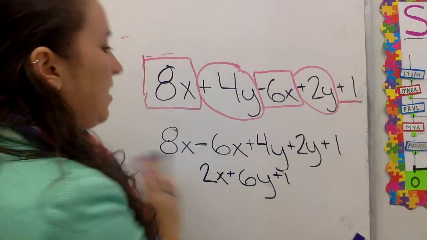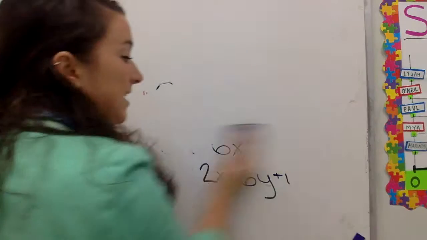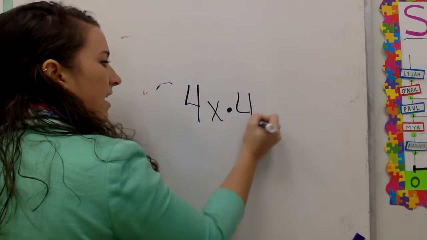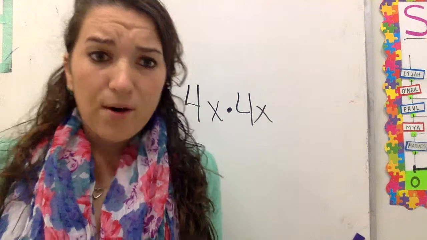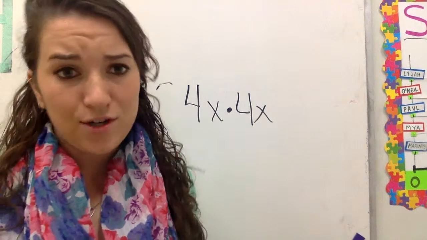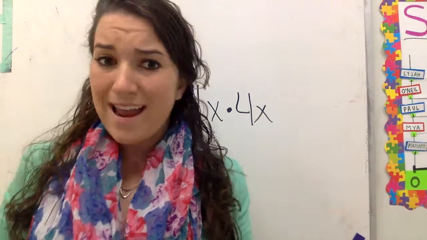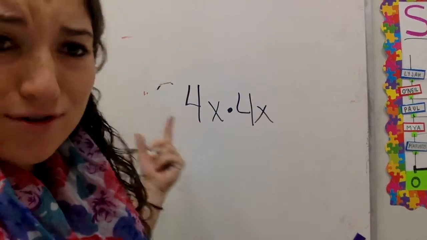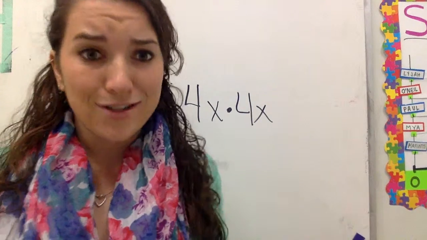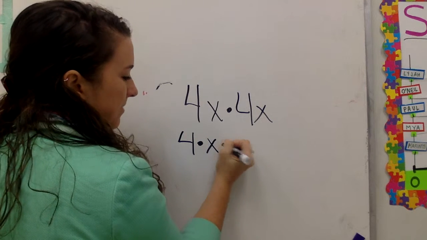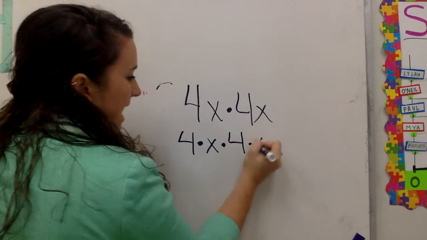Okay, now let's look at the second problem, because this is the one that I said was a little bit different and we haven't really had a chance to go over. So if you have 4x times 4x, we know that when we multiply, you can change around the order, right? That's the commutative property of multiplication. So you can multiply in any order you want. And I also know that when I have a number next to a variable, it's also multiplication. So I can rewrite this all with a little multiplication sign. 4 times x times 4 times x.